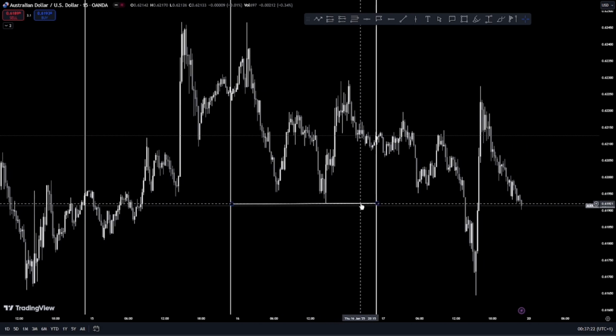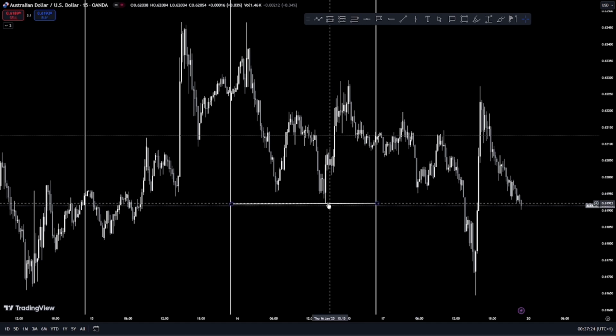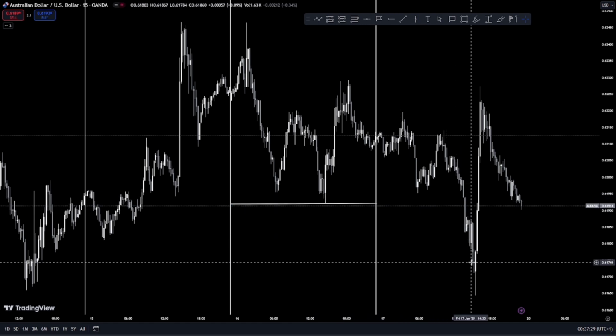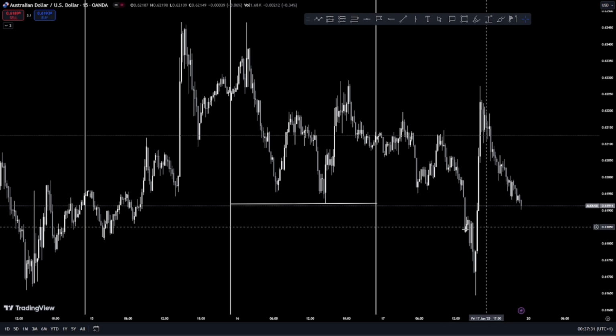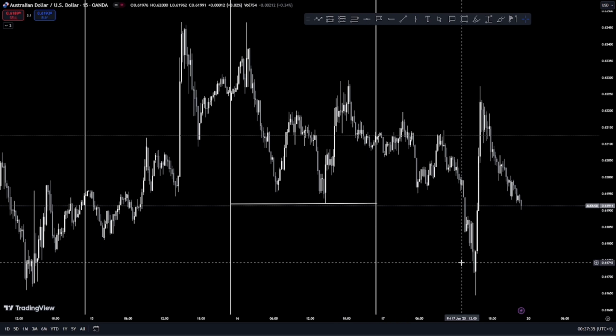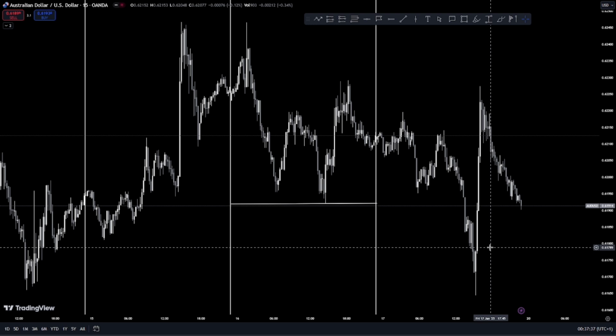So price comes to the previous day low, clears it, and then reverses up, creating the low for that day. Or for that candle, which is still the same thing.